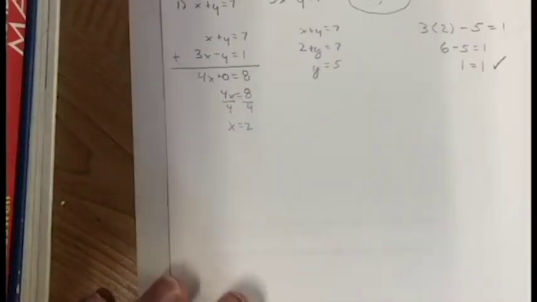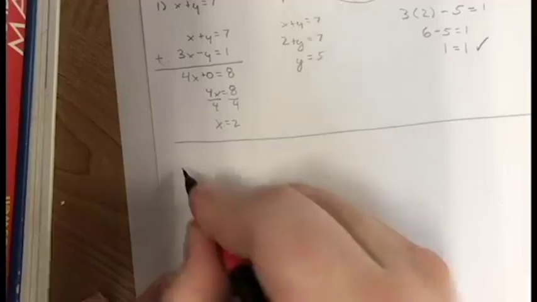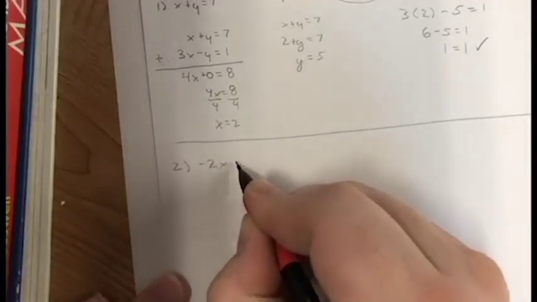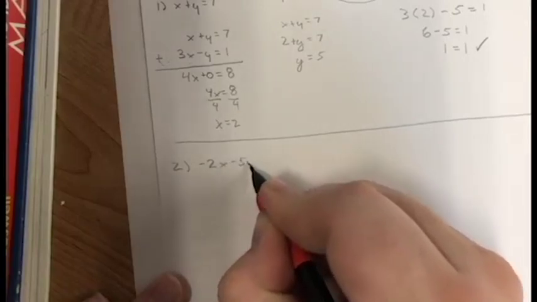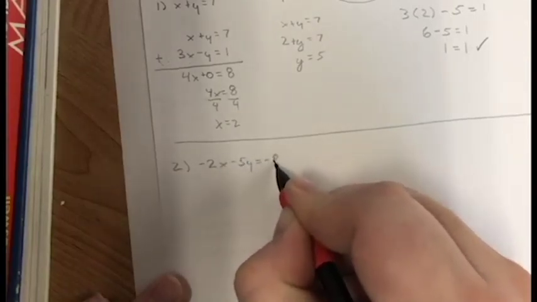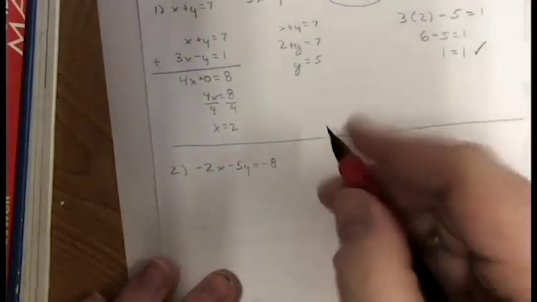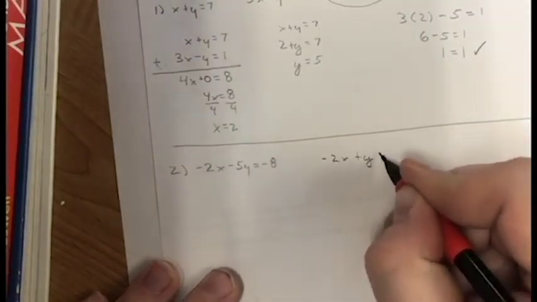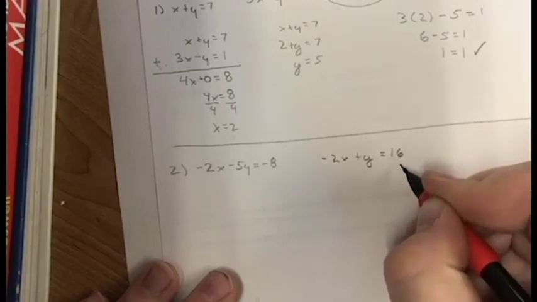All right, so number 2. I'm going to do the same thing. I'm going to write it down. Negative 2x minus 5y is equal to negative 8. And then the other equation is negative 2x plus y is equal to 16.